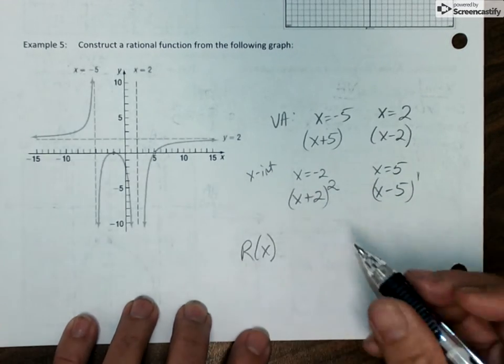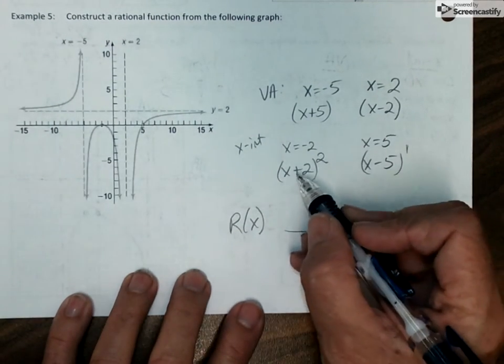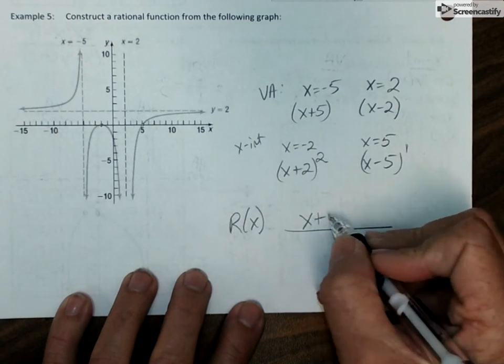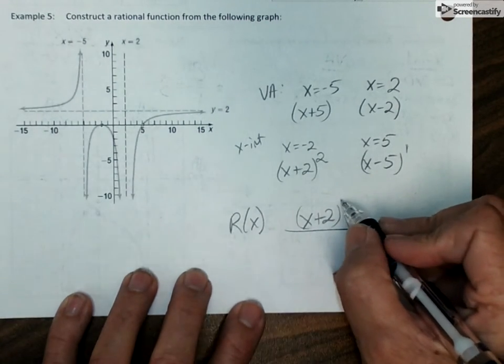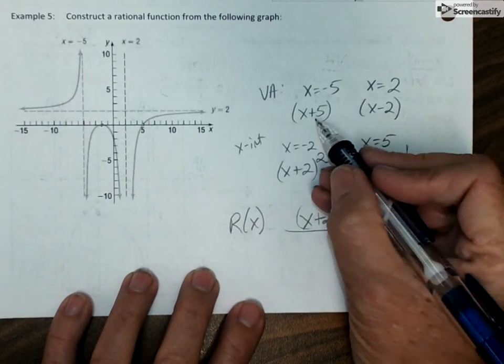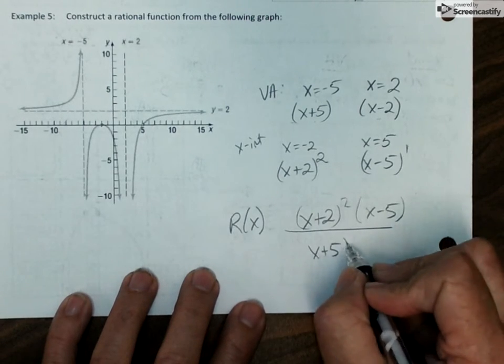So now let's put these pieces together that we have. My numerator, or where the x-intercepts come from. So I've got x plus 2 squared. I've got x minus 5. The denominator is where I get my vertical asymptote, so I'm going to put those factors down below.